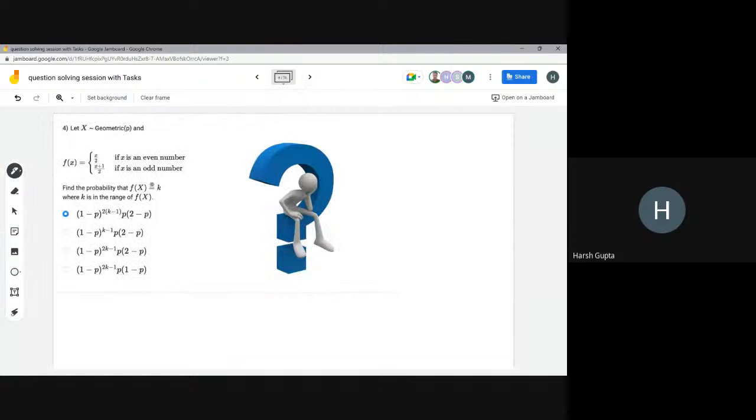Yeah, this is the trickier question. In my case, I took 2 to 3 hours to solve this question. I don't even know whether I would have solved this question or not. The confusing part in this question is this fx. This fx is not the probability. This is a general function. We get confused with this because of the notation.